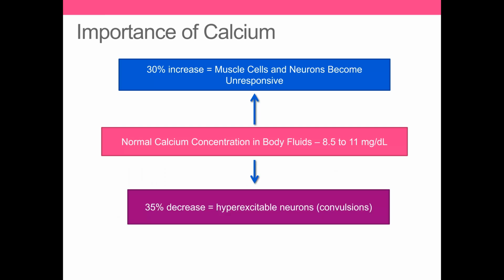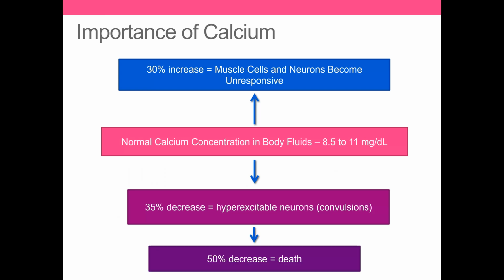Conversely, with just a 35% decrease in calcium concentration in the blood and interstitial fluid, your neurons become hyperexcitable. This means the neurons fire more electrical signals, and that leads to seizures and convulsions. A 50% decrease in calcium will definitely cause death. So calcium homeostasis, keeping calcium between 8.5 and 11, is very important to the body. In fact, if you're healthy and all of your systems are working correctly, the day-to-day fluctuations should never be more than 10% away from normal.